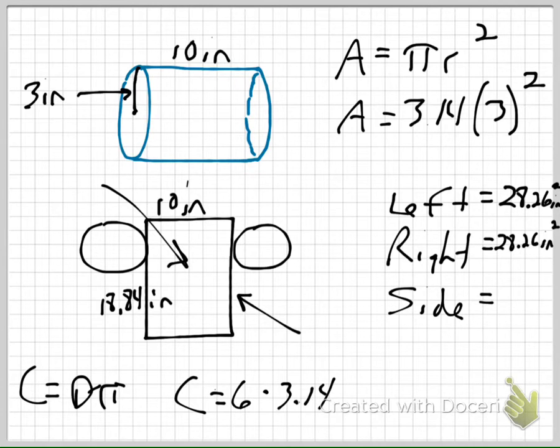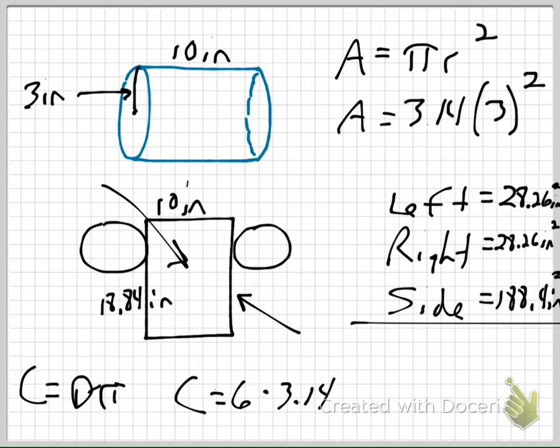How do I find the area of the rectangle then, Gigi? 18.84 times 10. Whenever you multiply something by 10, what's the only thing you have to do? Add a 0? Not true. That is absolutely a lie. You do not add a 0. You move the decimal. Adding a 0 here would make this 18.840, which didn't do anything. 18.84 times 10 is 188.4. So this is 188.4 square inches.